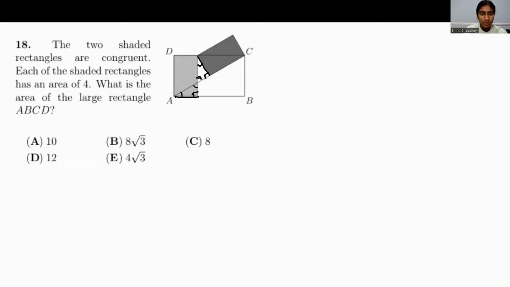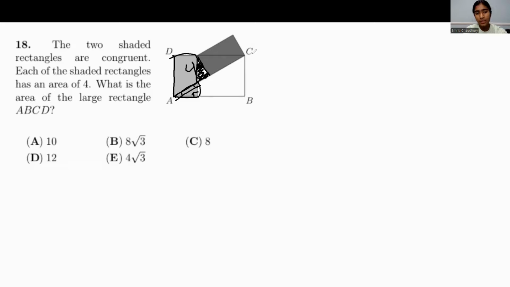And since we know one of their sides are also matching, that means that both these triangles are congruent. So that means if I were to cut this triangle out and put that over here, then I'd still have the same area. So let's do that. So I'm cutting this triangle out and putting it over here. So now this large shape has an area of 4 still.